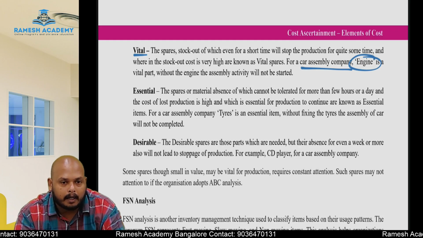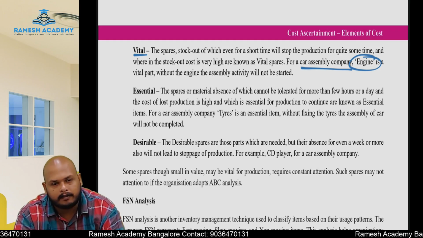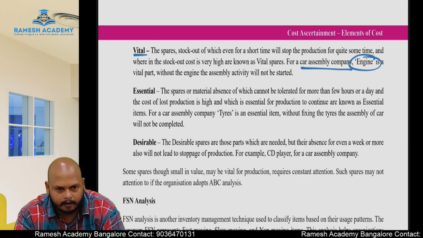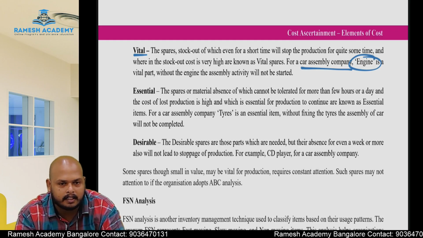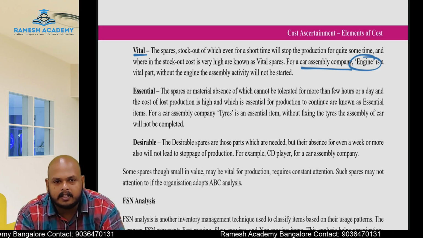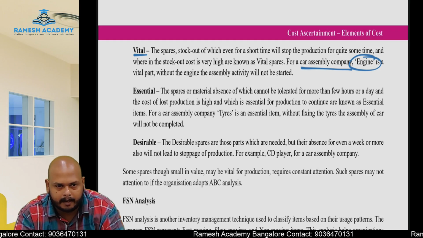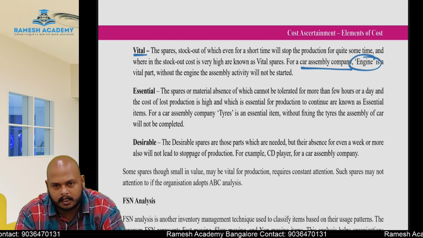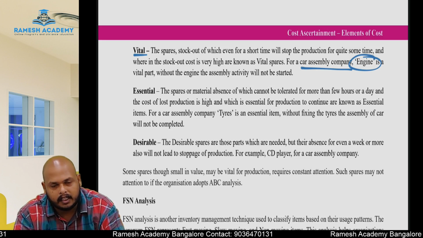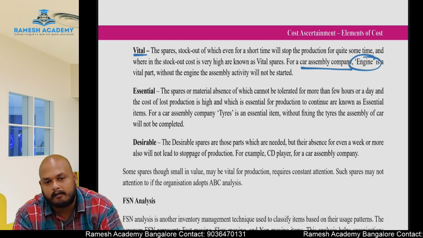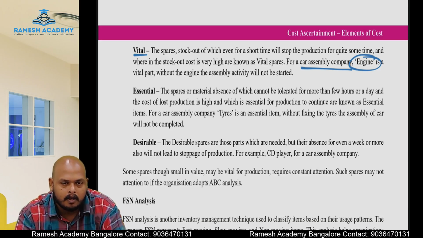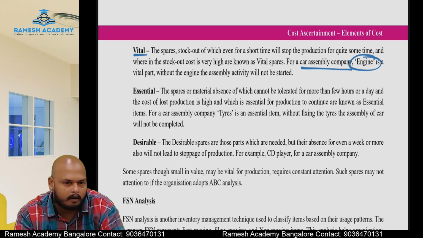So when the vital part is not available even for a smaller period of time, immediately we have to stop the production. Why? Because in order to assemble a car, first of all we require the engine. Everything is connected. Every spare part is connected to the engine itself. So if the engine is not available for a certain period of time, immediately we have to stop the production. So in the case of vital, the stock out cost is very high. Why? Because depending upon the engine, the remaining spare parts are dependent. So without assembling the engine, the remaining people cannot work.